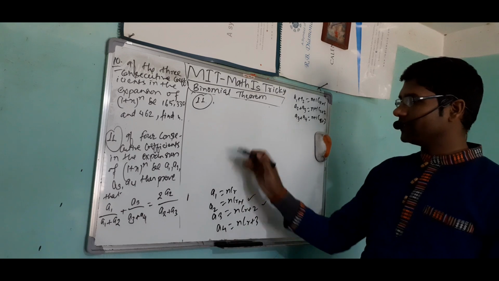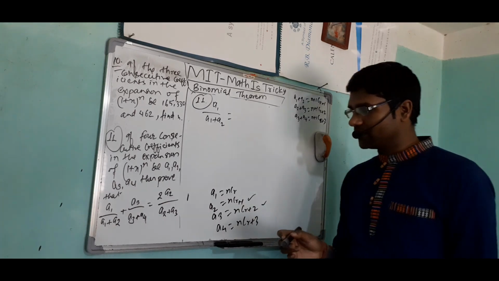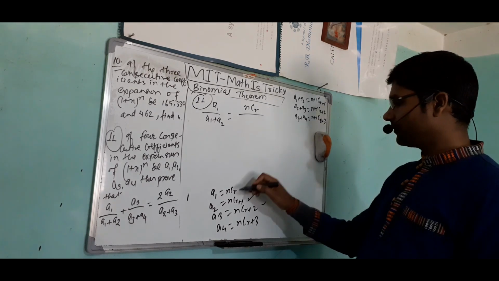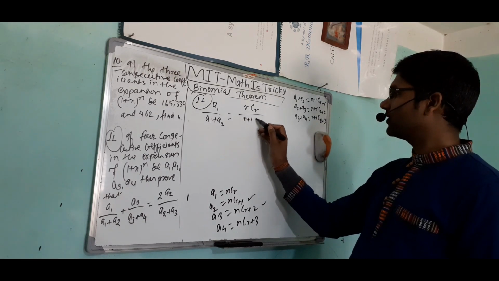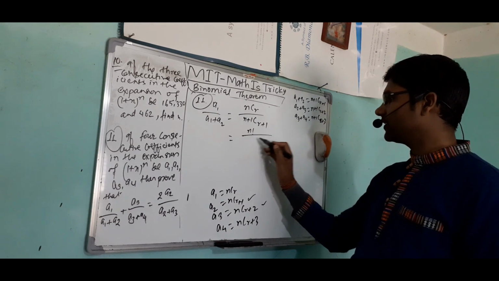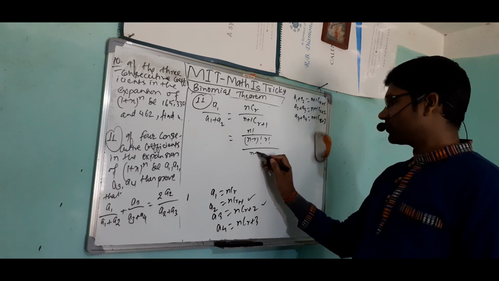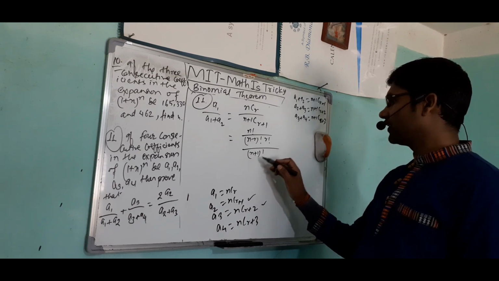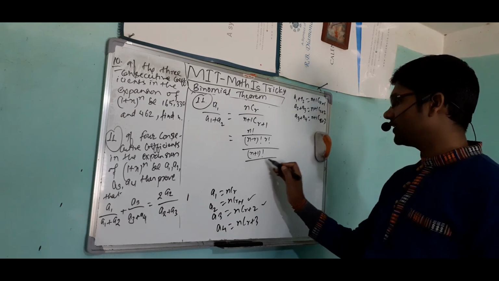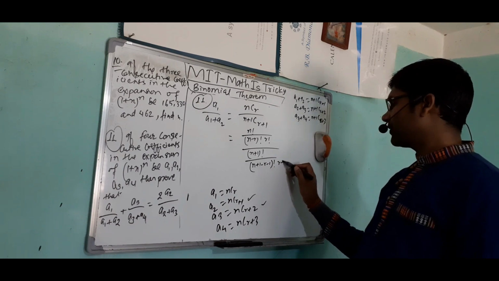Now we need to find a1 by a1 plus a2. So let's see what we are getting here. a1 by a1 plus a2. So a1 is nCr and a1 plus a2 is (n plus 1)C(r plus 1). If we simplify this, n factorial by n minus r factorial r factorial, and (n plus 1) factorial by (n plus 1 minus r minus 1) factorial times (r plus 1) factorial.